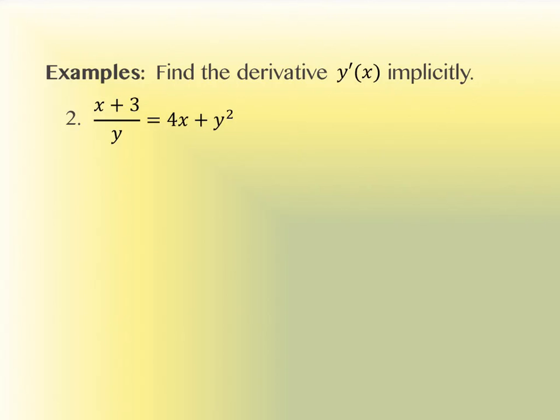I'm not especially fond of the fact that there's a quotient here. I have to use a quotient rule, right? So one option is that I could multiply by the y on both sides, and then I don't have any quotient. What do you think? Sound good?